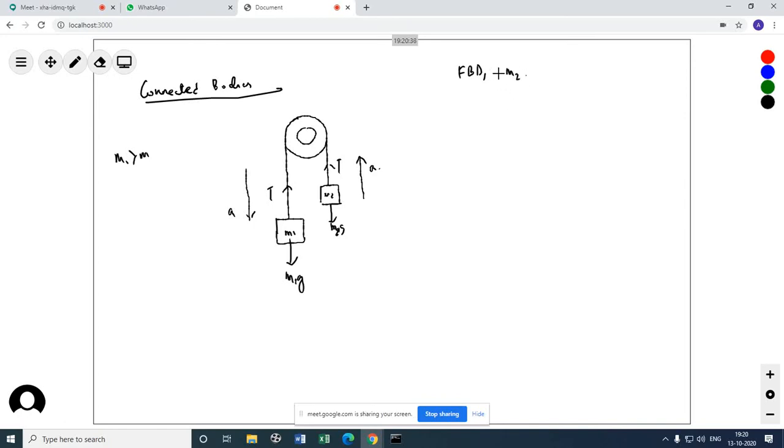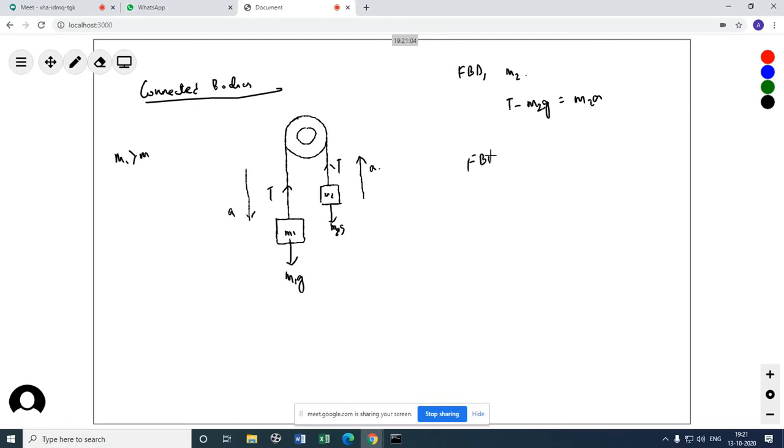In the case of M2, it is going up. So T minus M2G, because definitely T is greater compared to the weight, is equal to M2 into A. This is a common acceleration. Remember, this common acceleration is what we are going to find out, and that tension is a common tension.